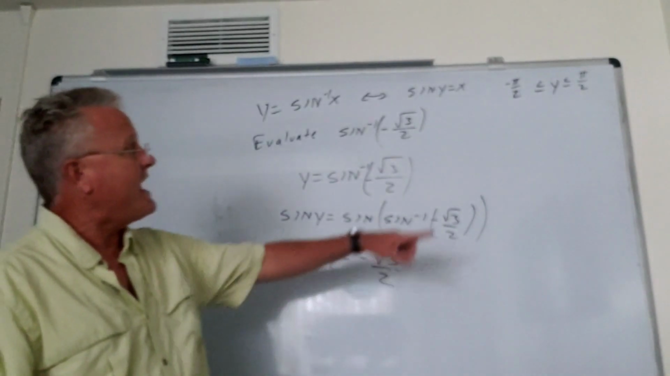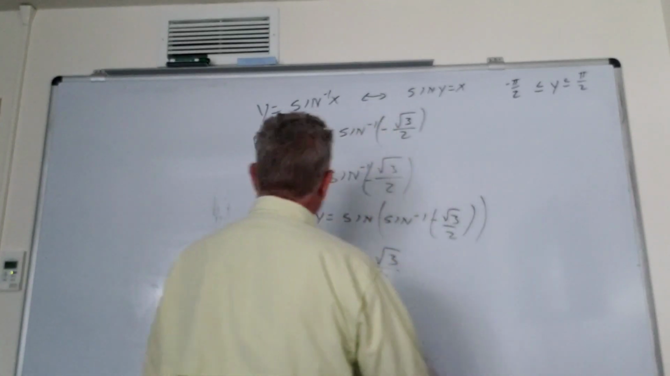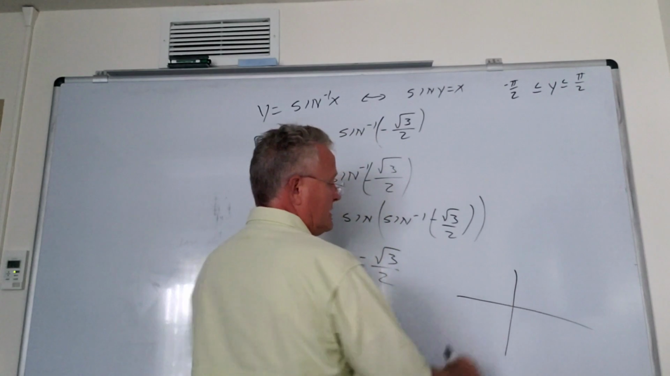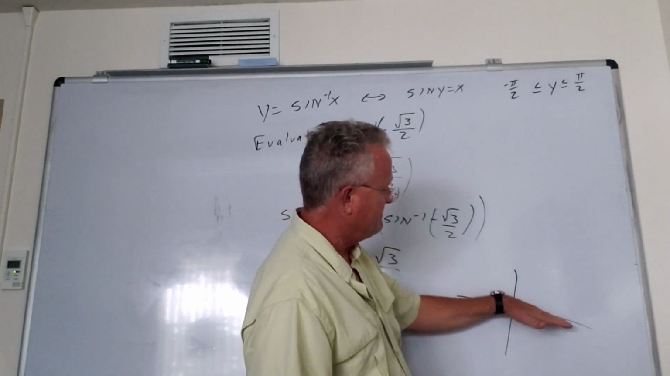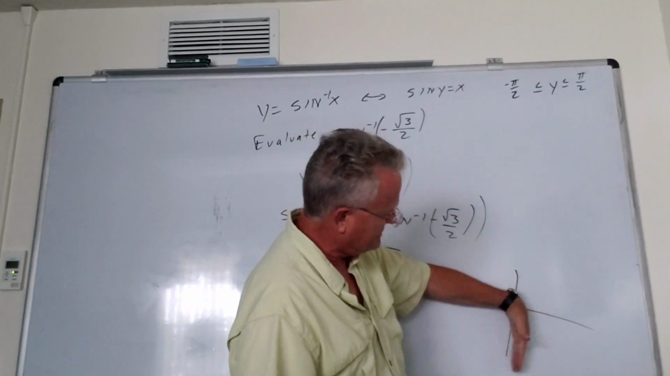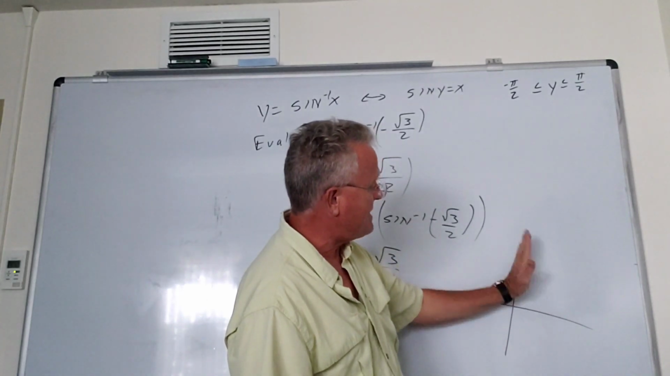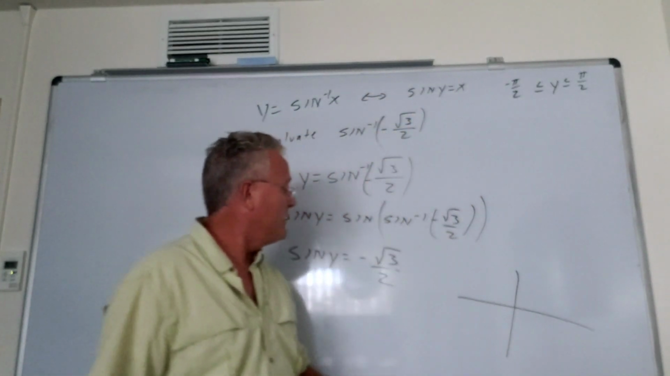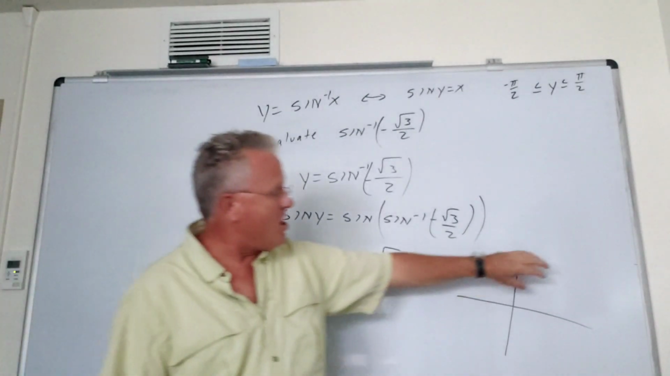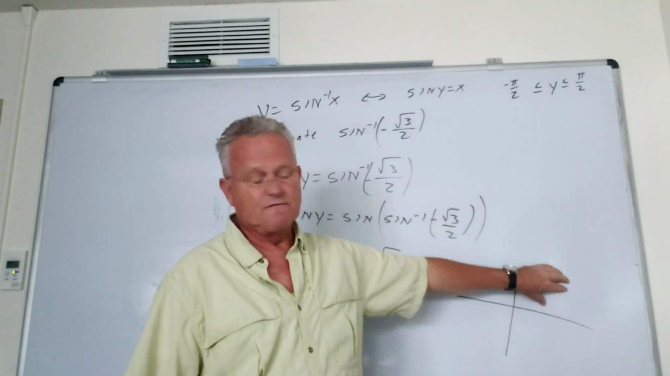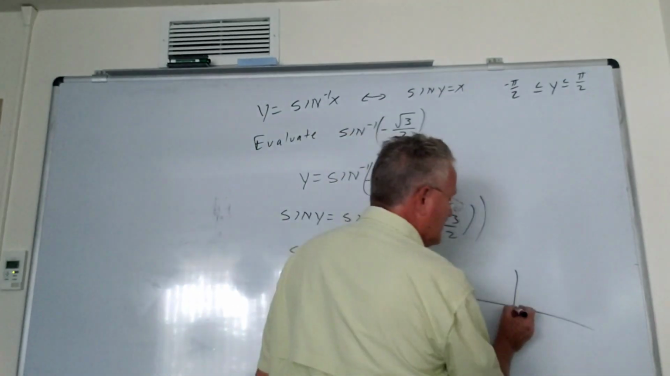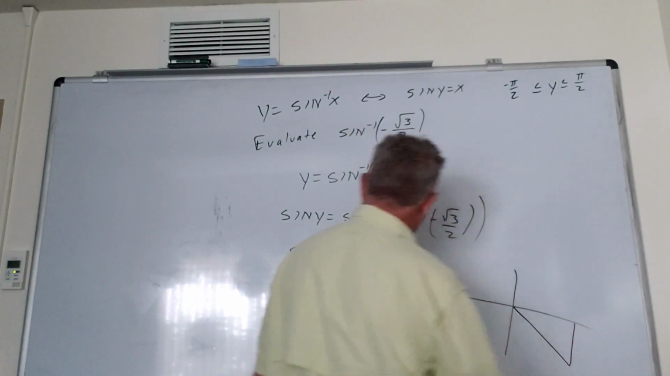All right, well, our angle has to be between negative 90 and positive 90. Yeah, that's what this is saying, right? Our angle is negative. All trig functions are positive in the first quadrant, so therefore our angle has to be in the fourth quadrant. So let's draw a reference triangle.